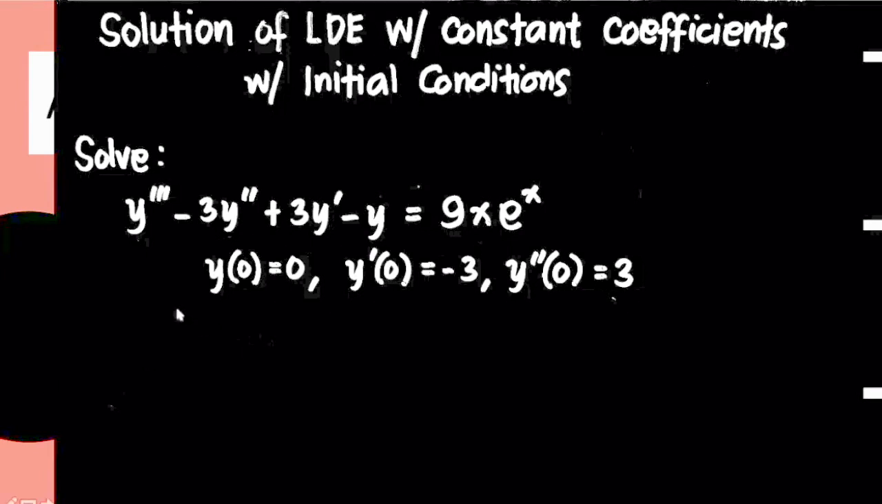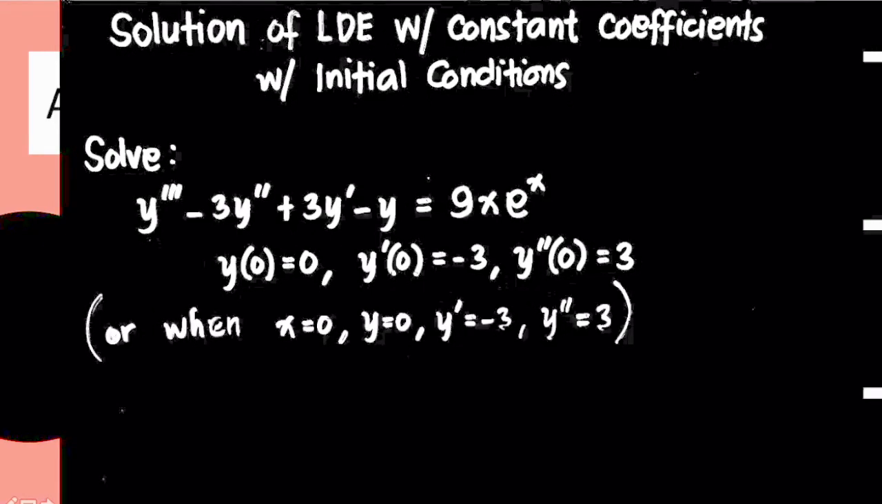And we have the initial conditions. y is equal to 0 when x is equal to 0. y prime is equal to negative 3 when x is equal to 0. y double prime is equal to 3 when x is equal to 0. That's what this means. Or if we write it, it's this. When x is equal to 0, this is the value of y. So y is equal to 0, y prime is equal to negative 3, y double prime is equal to 3.